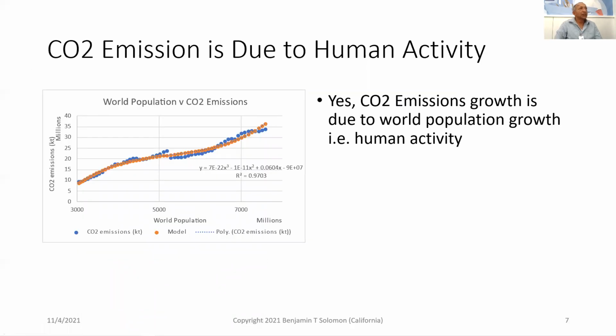CO2 emissions are due to human activity. That is something we all agree to. And if you look at the graph, the world population here on the x-axis and the CO2 emissions in kilotons, millions of kilotons, you can see there's a very good fit. The correlation coefficient is 97% between CO2 emissions and world population.